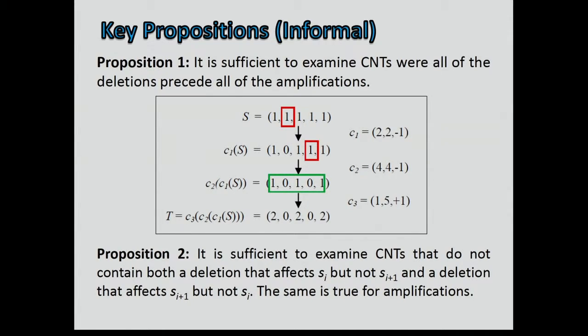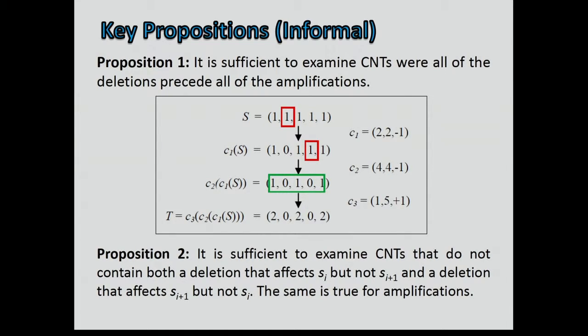And the intuition behind this is that we want to reach 0 values as soon as possible, because it doesn't matter if we have an amplification or a deletion, they stay 0. So this is why we want to have deletions as soon as possible.